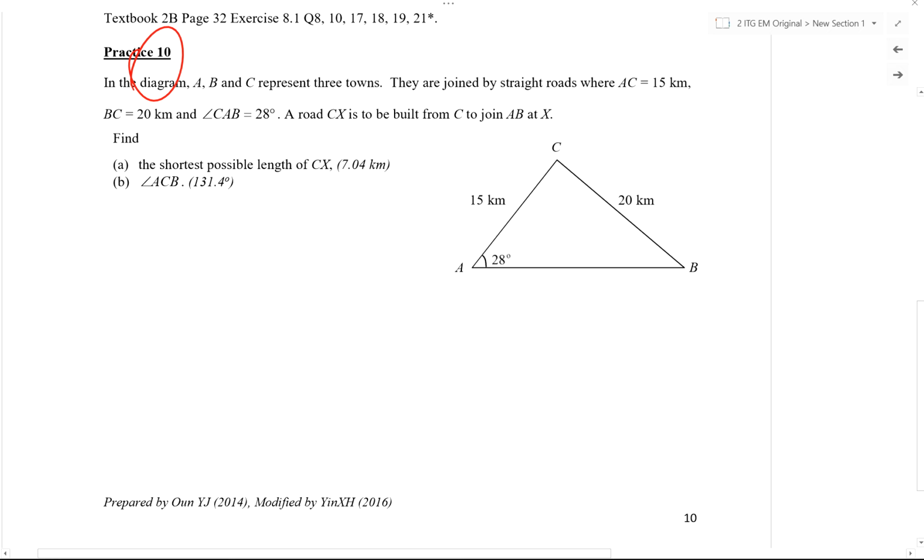Okay, let's start with 10. Three towns joined by straight roads, 15, 20, 28 degrees. CX is to be built from C to join AB at X. Find the shortest possible length of CX.